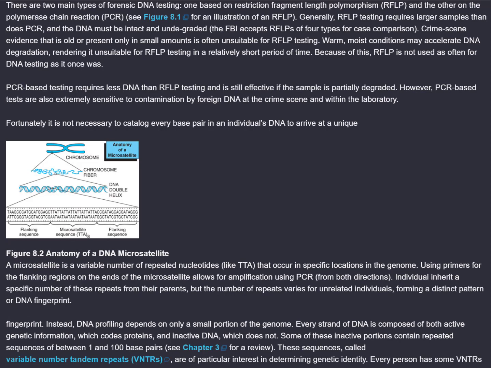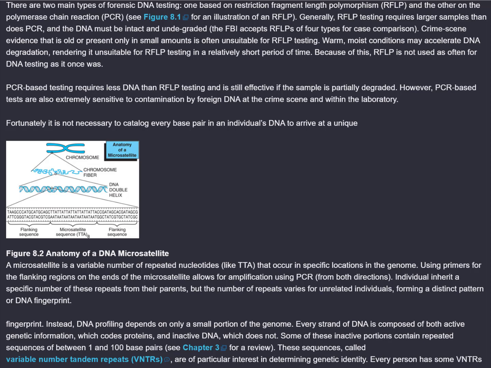There are 2 main types of forensic DNA testing, one based on restriction fragment length polymorphism, RFLP, and the other on the polymerase chain reaction, PCR. See Figure 8.1 for an illustration of an RFLP. Generally, RFLP testing requires larger samples than does PCR, and the DNA must be intact and undegraded. The FBI accepts RFLPs of 4 types for case comparison.